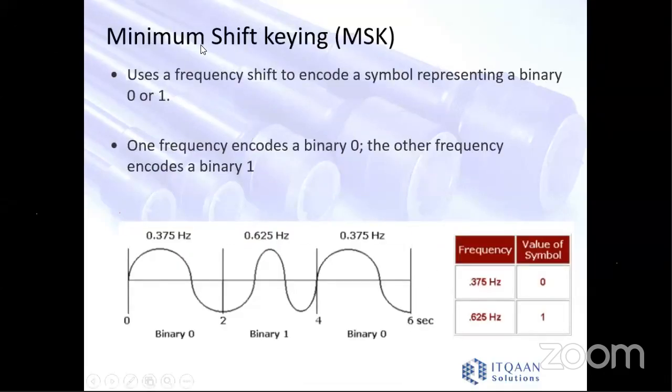Here we have minimum shift keying, MSK. It uses the frequency shift to encode the symbol representing binary zero or one. One frequency encodes binary zero and another frequency encodes binary one. So if we have this frequency, which is 0.375 hertz for example, it encodes zero, and this one encodes binary one, and back to the same one encodes zero. Here it shows another way in the table.